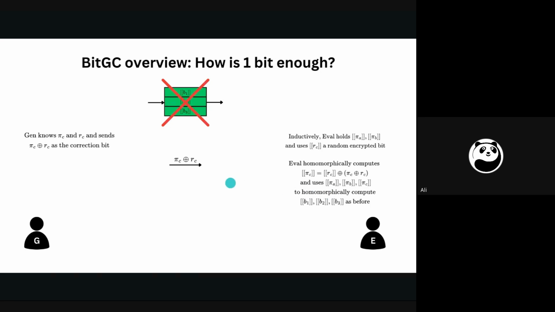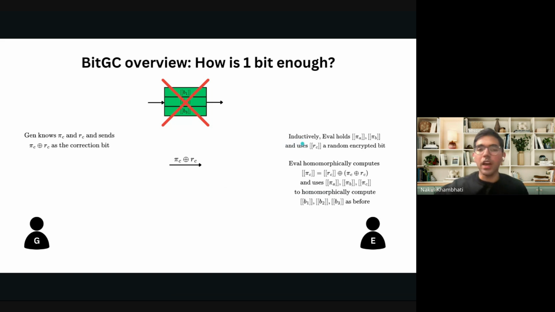Of course, yeah. So we have the evaluator hold these encryptions of random bits pi A and pi B, and we also arrange for her to have an extra encryption of a random bit RC. Recall that these encryptions of B1, B2, B3 are what the evaluator needed to be able to proceed with the evaluation algorithm. We want her to obtain these encryptions without the gobbler communicating across these encryptions.